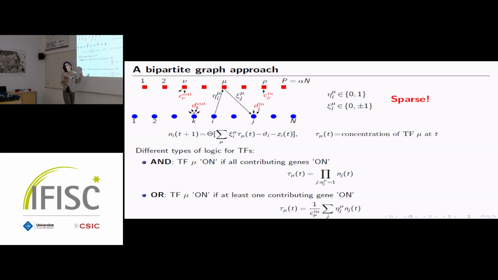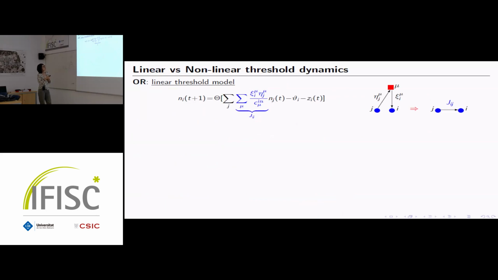This is what you would do, for example, in models of epidemics or contagion. You basically need at least one node to get a non-zero probability to get infected. Now we substitute this inside the gene dynamics, and we get the following. For the OR logic, we then get a linear threshold model with effective pairwise interactions, J_ij, which come from the fact that a gene j contributes to a transcription factor mu, which regulates a gene i. So this creates an effective interaction j to i.